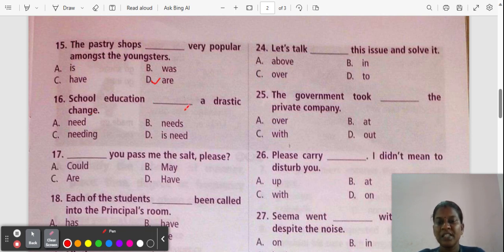School education dash a drastic change. Option A need, option B needs, option C needing, option D is need. School education needs a drastic change. Option B needs is the correct answer.